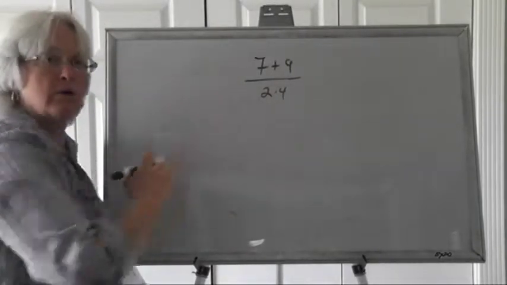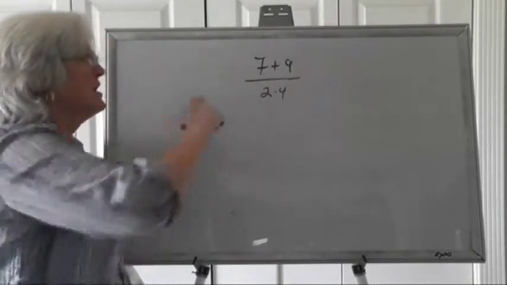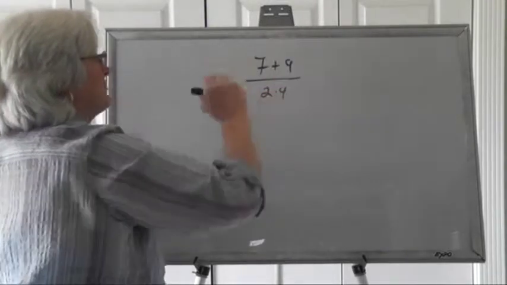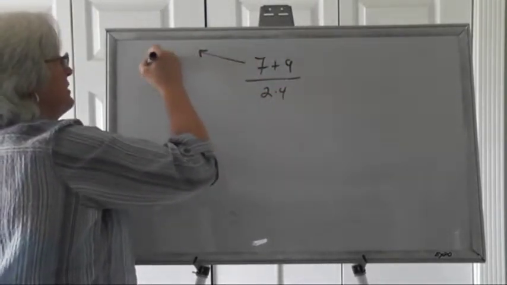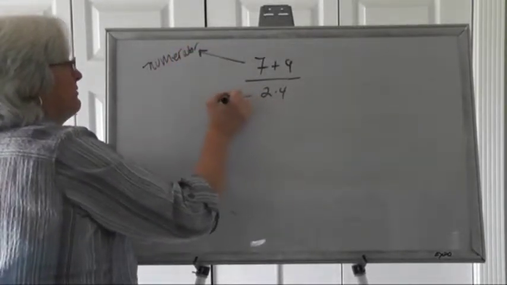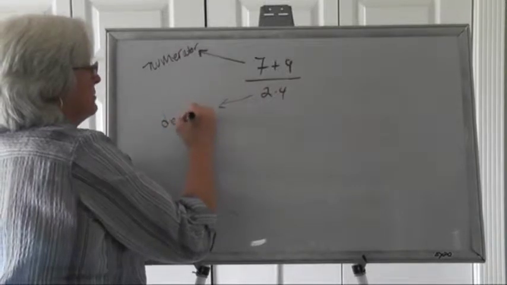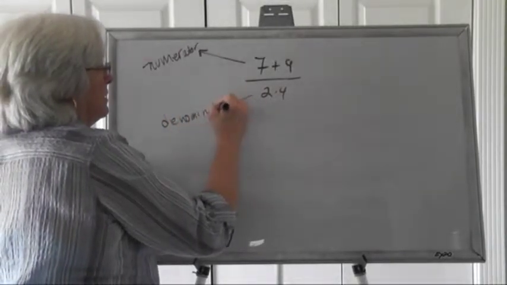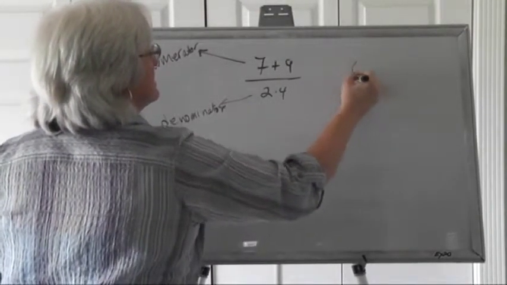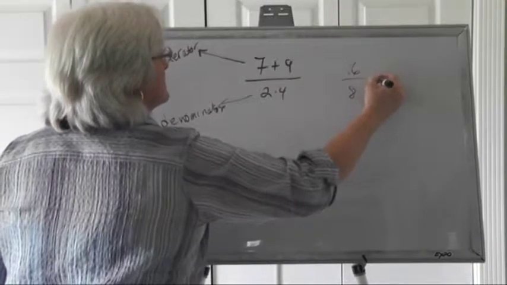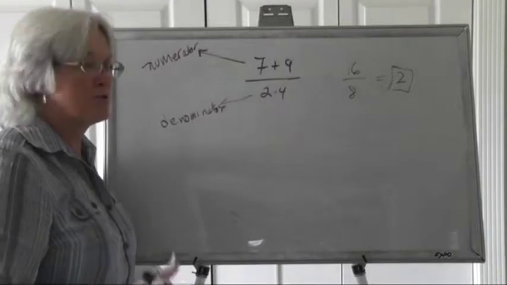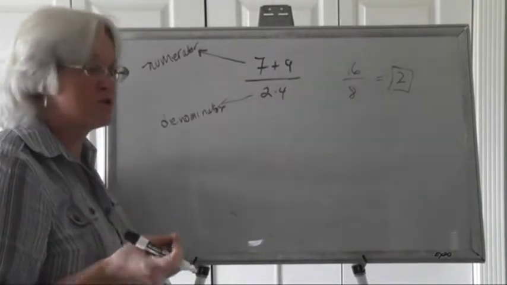Well, this division bar in the middle, they call it a fraction bar. This is sort of like using parentheses. It says do everything that's in the numerator first, and then do everything that's in the denominator. This is the numerator of a rational expression, this is the denominator. So what's 7 plus 9? 16. 2 times 4 is 8. 16 divided by 8 is 2. There's your answer. So what you want to do first is symbols of inclusion first.